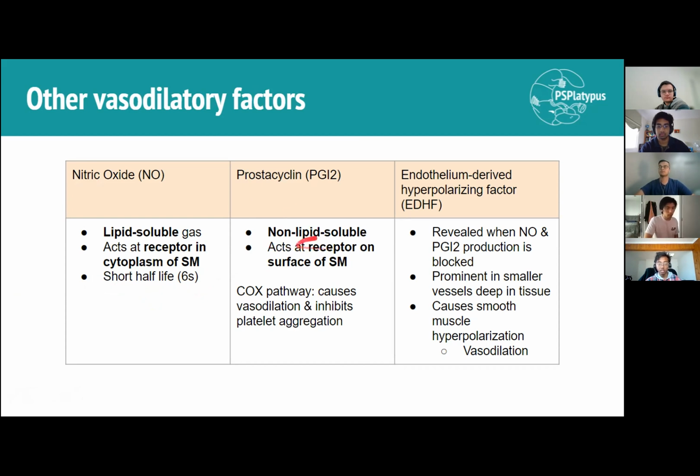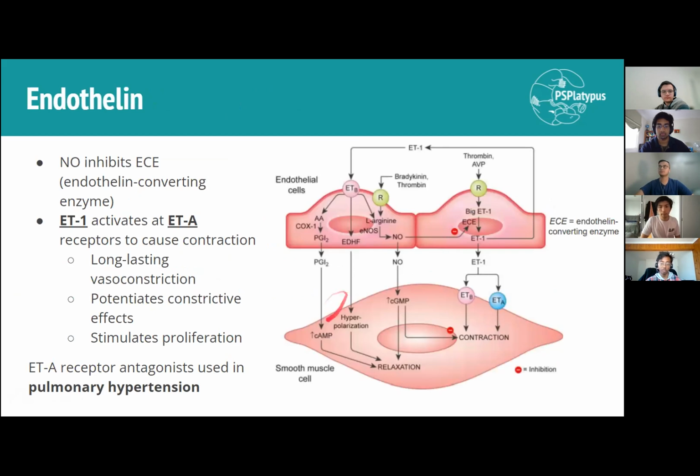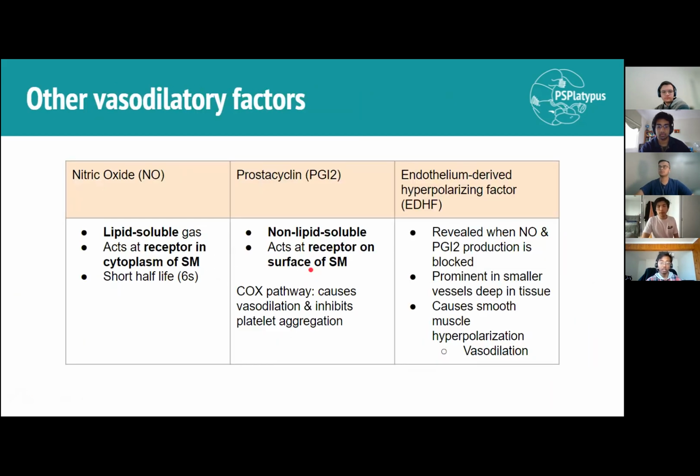Prostacyclin is non-lipid soluble, so it acts at a receptor on the surface of the smooth muscle. If you can't really see that here, but yeah. One more thing is that it also inhibits platelet aggregation.